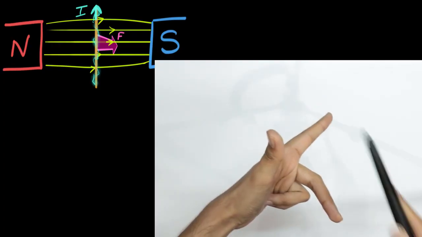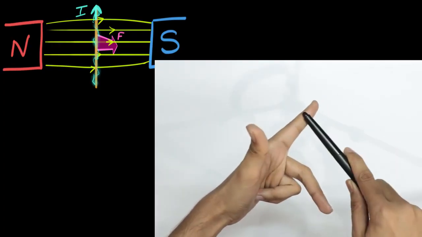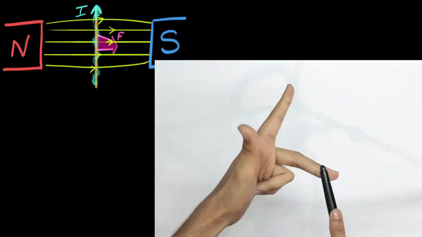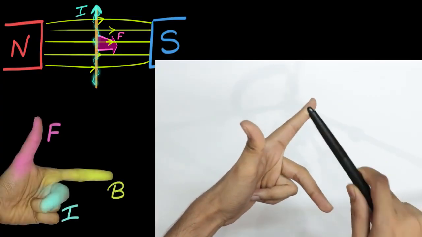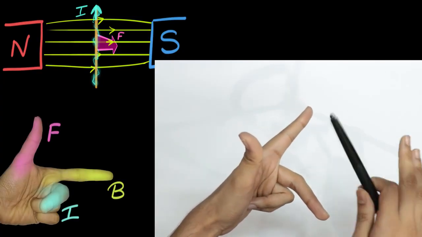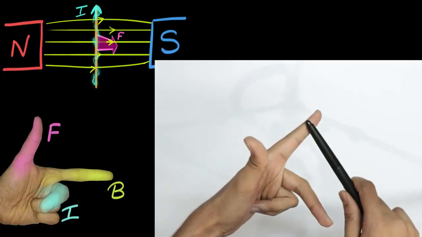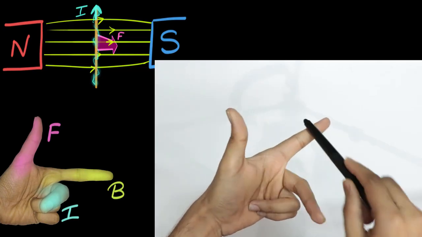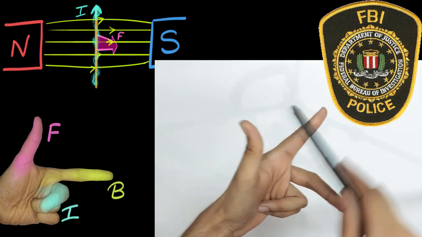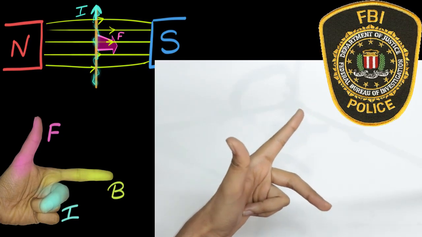All right, so force, magnetic field, and current. Now, for force, we use F. For magnetic field, we use B. The symbol for magnetic field is not M. Usually, we use B. And for current it is I. So the way I remember this is FBI. Okay, FBI. So let's see whether it works in this example.